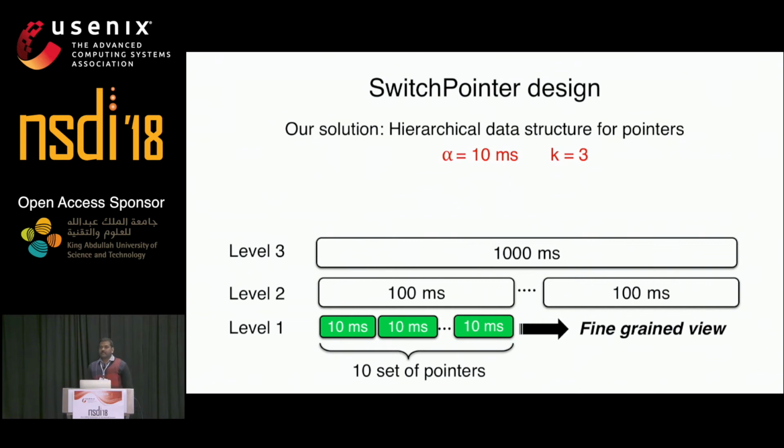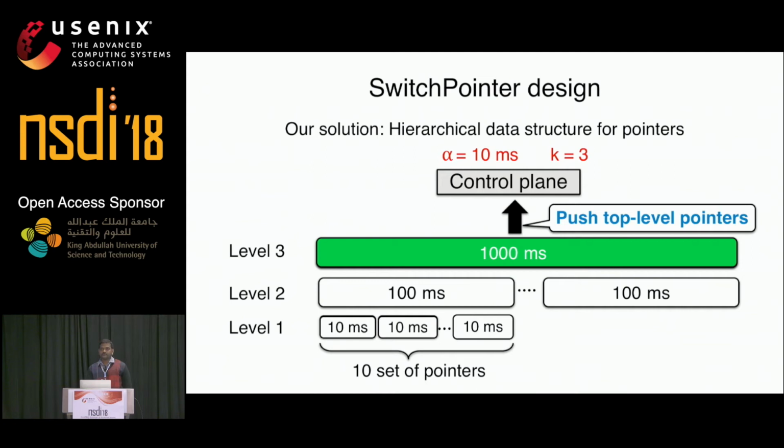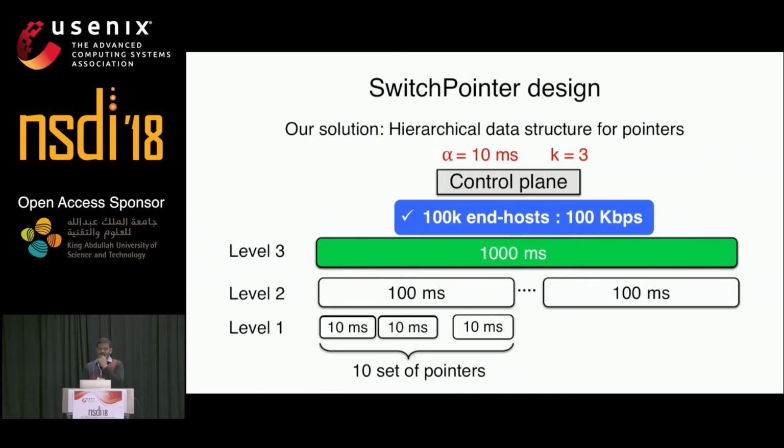The agent running in the switch allows SwitchPointer to retrieve all the pointers at all levels. The pointers at the lowest level provide a fine-grained view of the containing flows and packets. This might be useful for real-time diagnosis. And the pointers at the top level provide a coarse-grained view of the containing flows and packets, and this could be useful for offline diagnosis. Moreover, SwitchPointer only pushes the top level pointers every alpha to the power k milliseconds. So the bandwidth requirement depends on alpha and k values. When alpha is 10 and k is 3, it requires 100 kbps for 100 k end hosts.